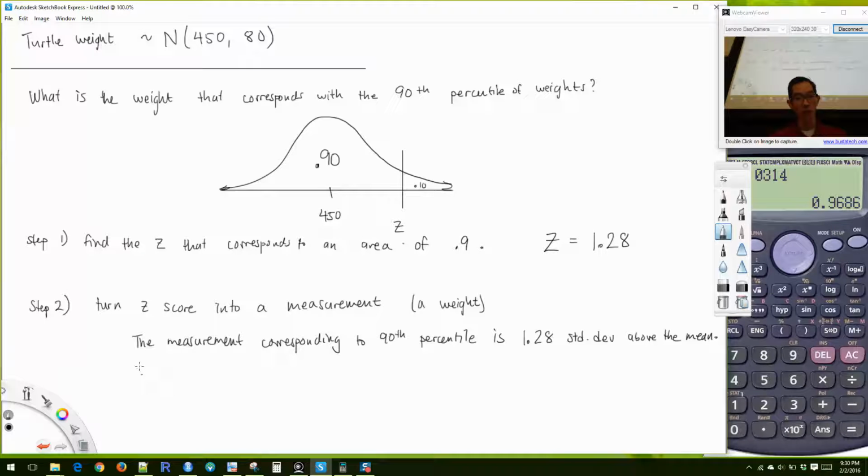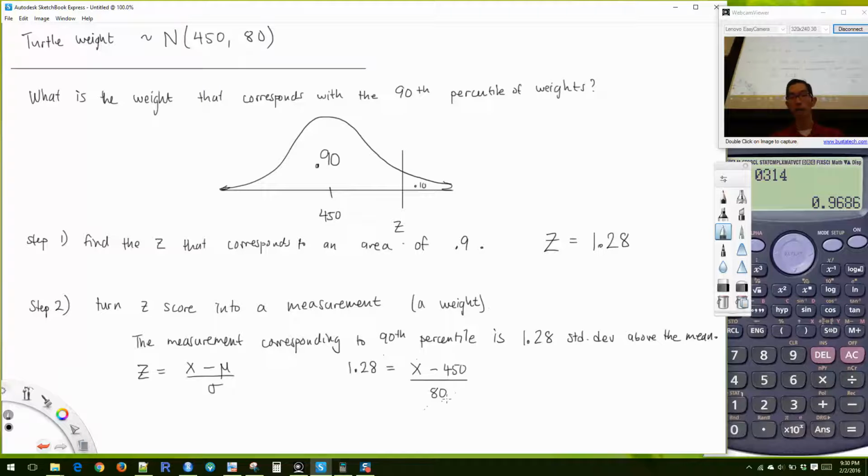Well, we can use this formula. We can say z is equal to x minus mu divided by sigma. I'm going to plug in all of the numbers that I have. I know z is 1.28. I don't know what x is. That's the number I'm looking for. But I know that the mean is 450, and I know that our standard deviation is 80.